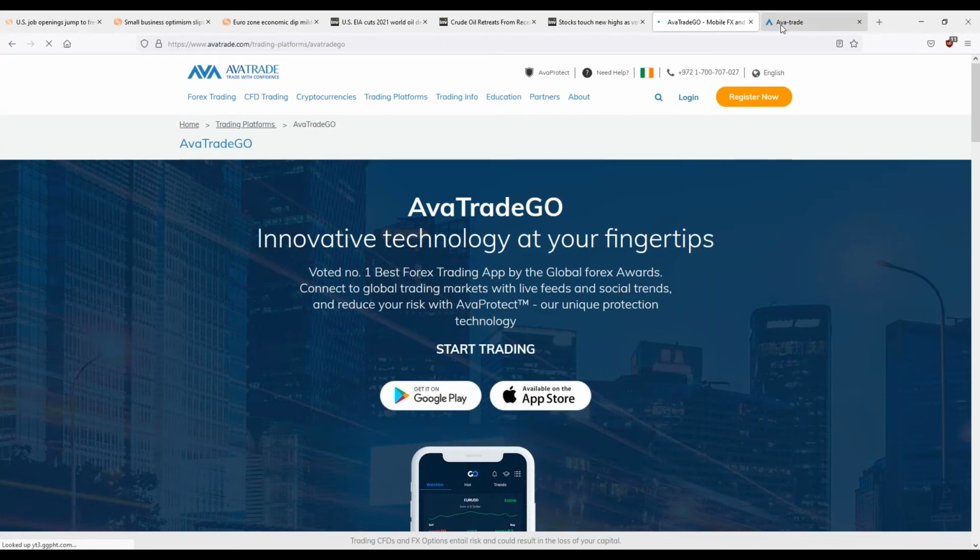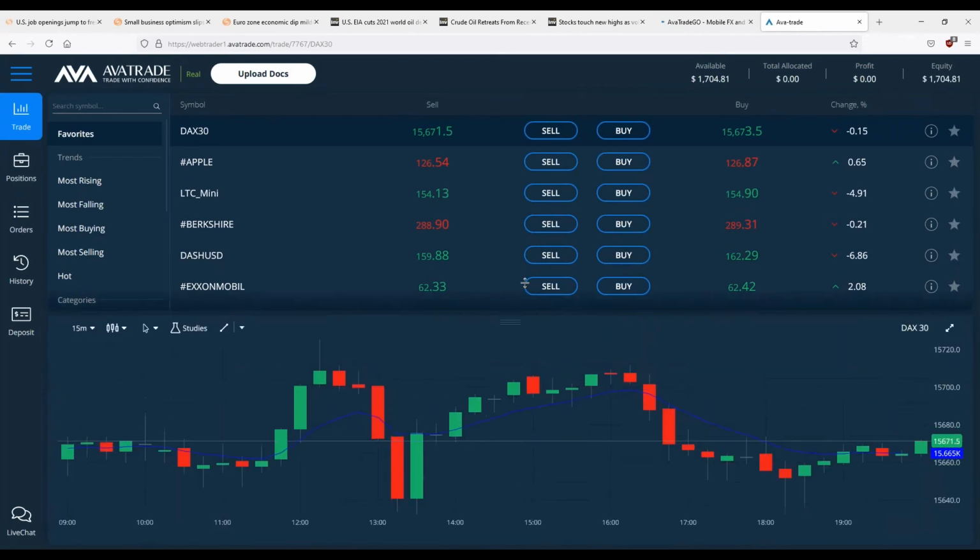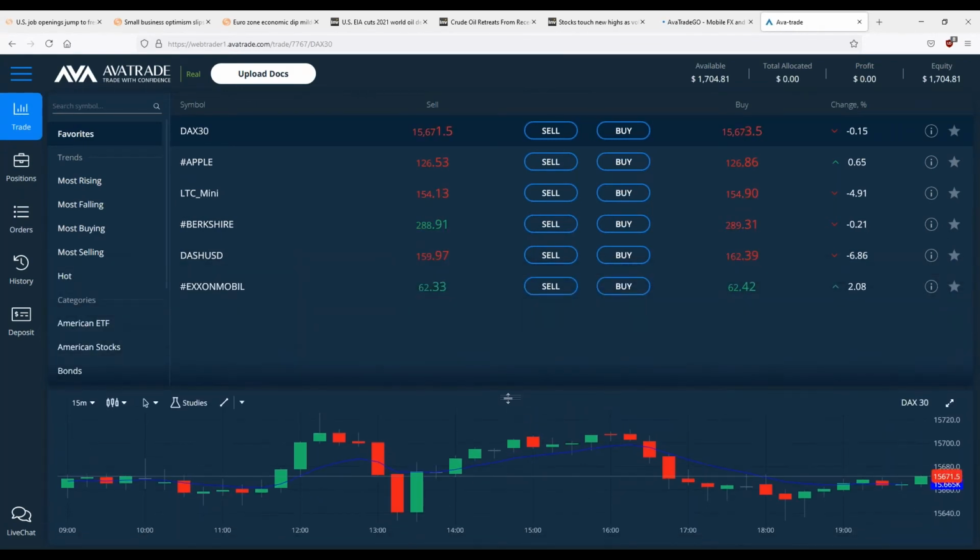You have those same features on our web trader platform, which we're looking at now here. Very user-friendly features in the web trader platform.